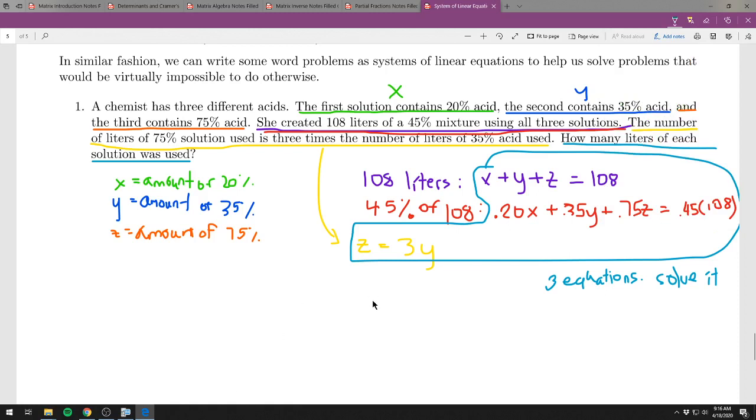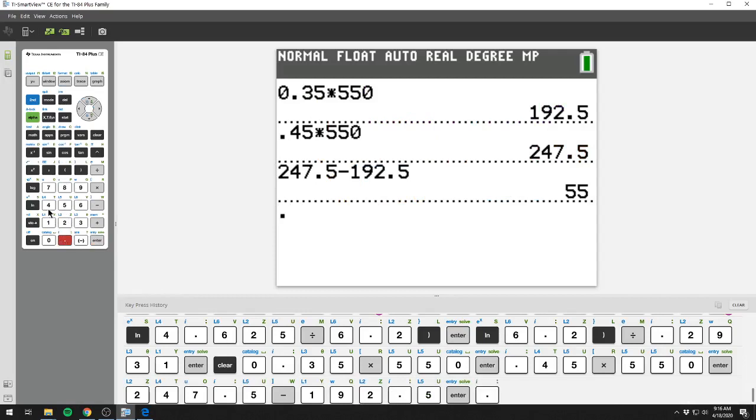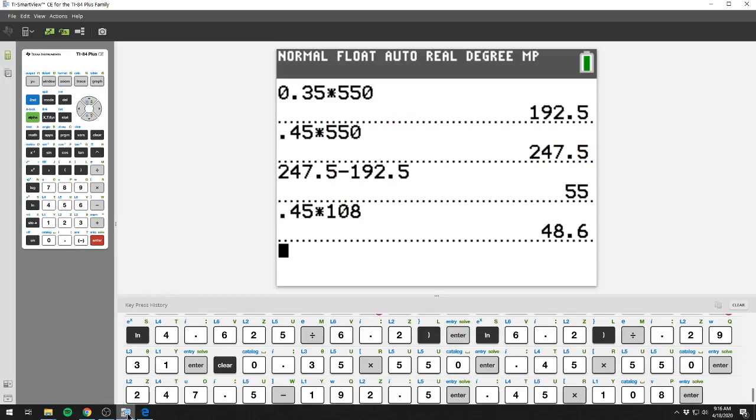All right. So I'm going to go ahead and write these in a more normal way, so they're all in line. We got X plus Y plus Z equals 108. We got 0.20X plus 0.35Y plus 0.75Z equals 0.45 times 108. Let's just multiply that out. Equals 48.6.